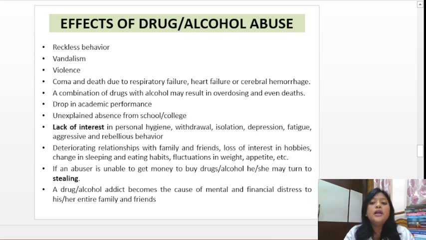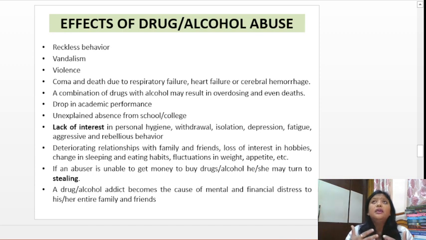Remember this. As I've told, sometimes to satiate their need for these drugs, people use different types of drugs, which can lead to overdosing and even death. Sometimes it may also lead to a drop in academic performance. You will also see they miss college and school because they're always feeling sleepy, anxious, or scared.